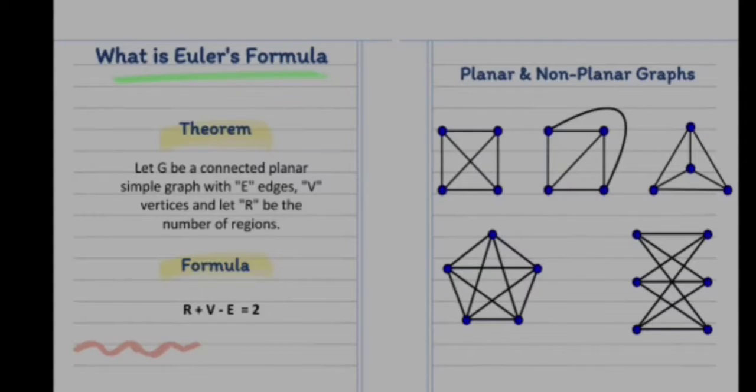Below you can see some non-planar graphs on which Euler's formula cannot be applied. As far as planar graphs are concerned, we can use the formula r plus v minus e is equal to 2. And if it's true, then we can say that Euler's formula is applicable on the specific graph.